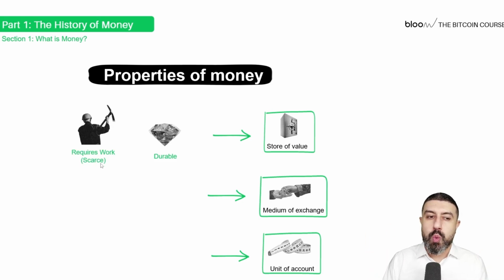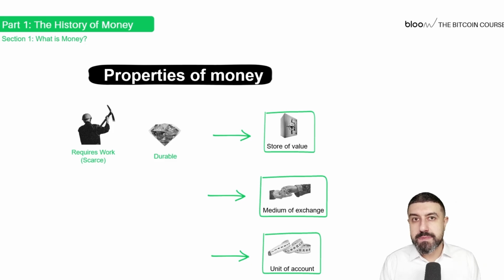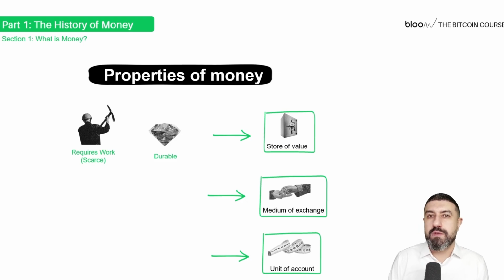It also has to require work to produce more of. Because if you can create diamonds out of thin air, it doesn't matter how durable it is. There's going to be so many diamonds that it's not going to hold its value. It's not going to store value. So more importantly, it requires work to produce more of. It has to require a lot of work to produce more of. If you can create some of it with no work, then it's not going to store value, because you will be able to create an infinite amount, or a huge amount of that. So these are properties that are required for these characteristics.